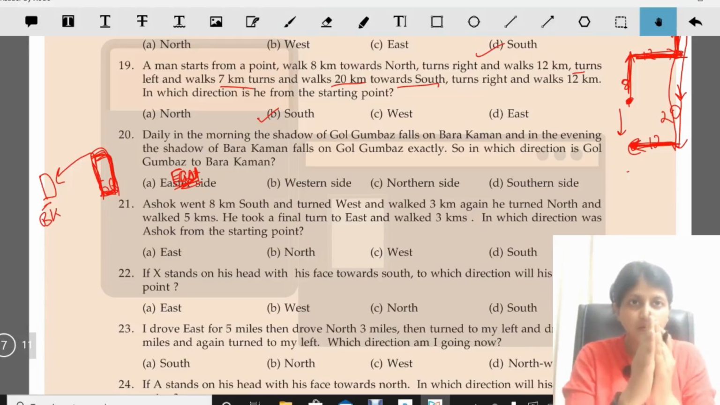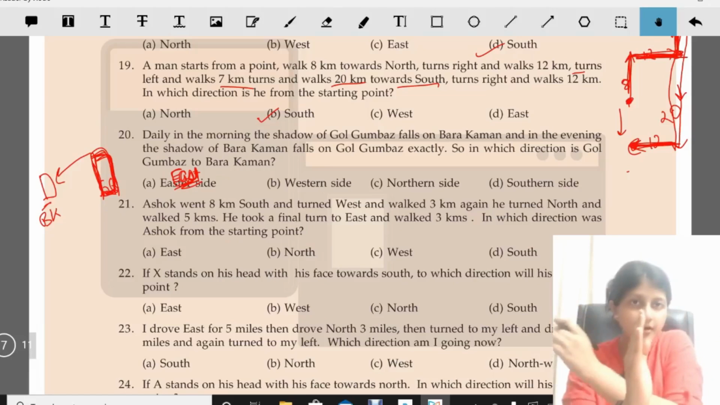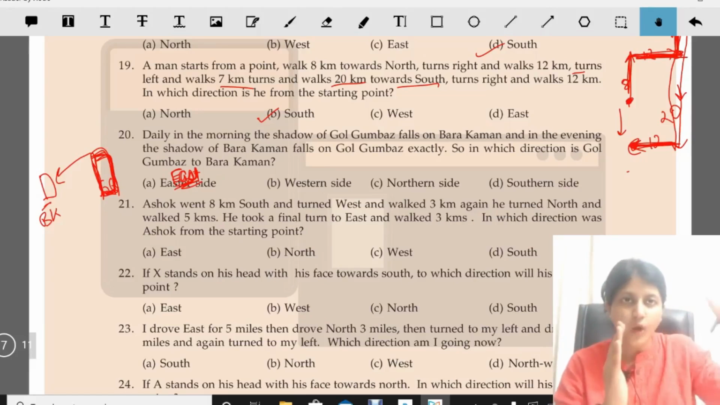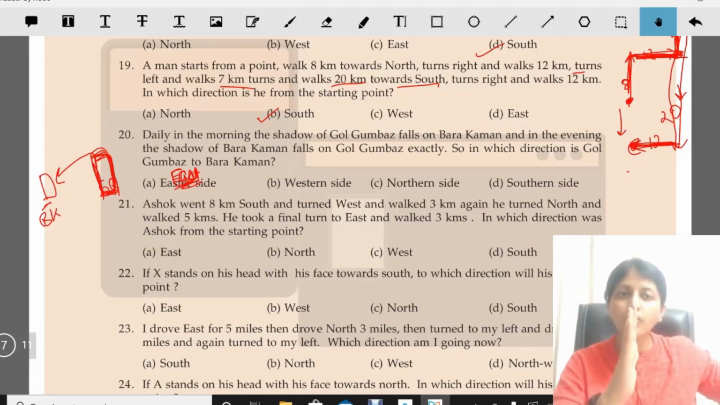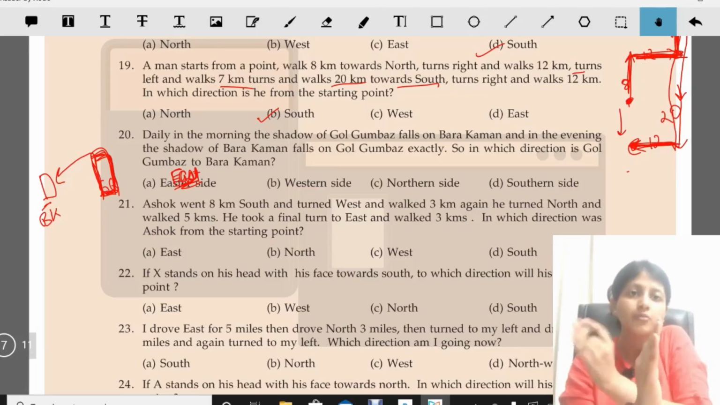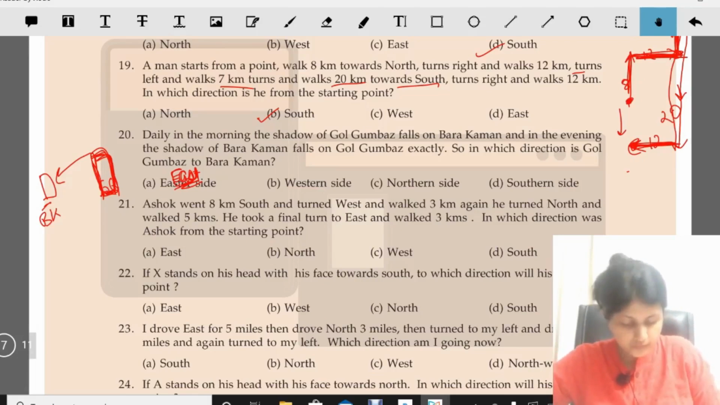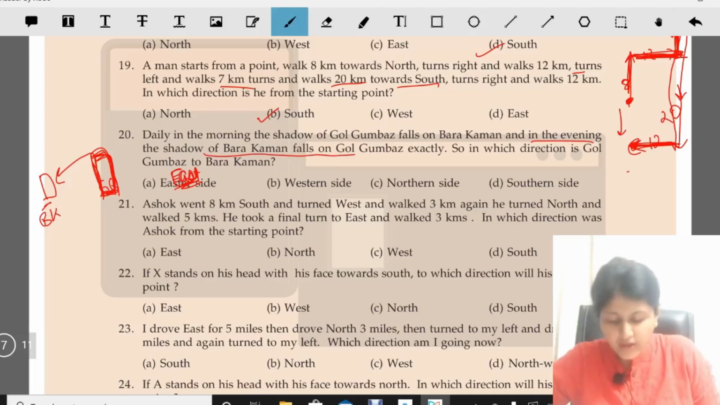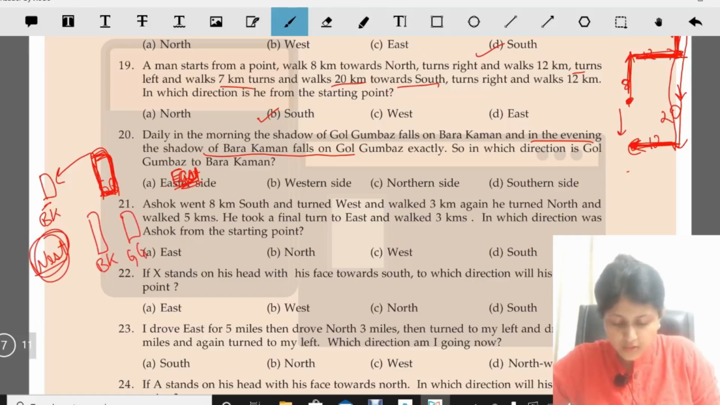See, something is here. If the sun is this side, the shadow of this thing will fall here. And if the sun is this side, the shadow of this thing will fall here. So they are saying in the morning sun is in the east. The shadow of Gol Gumbaz falls on Barakaman. So Gol Gumbaz is on the east direction of Barakaman. Okay. And in the evening, the shadow of Barakaman falls on Gol Gumbaz. Okay. In the evening, where is the sun? West. They are saying in the evening, the shadow of Barakaman falls on Gol Gumbaz. Okay, fine.